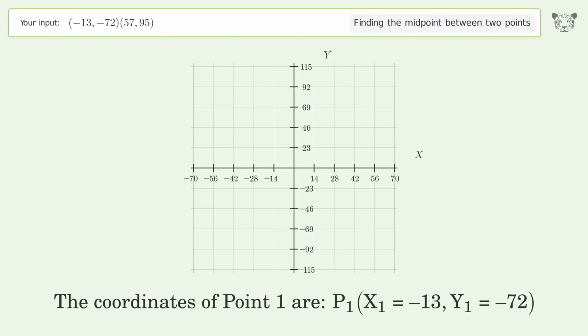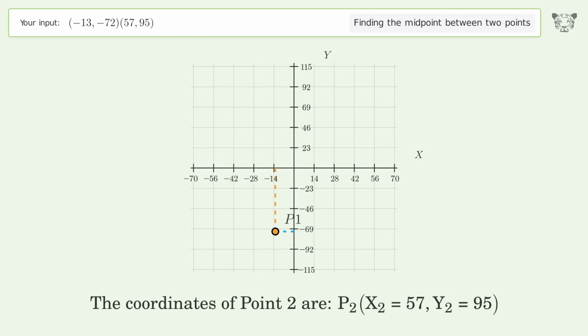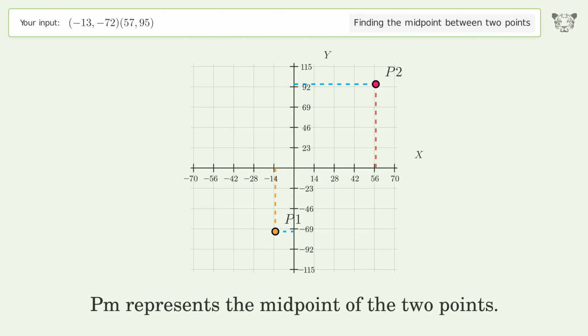The coordinates of point 1 are, x1 equals -13, y1 equals -72. The coordinates of point 2 are, x2 equals 57, y2 equals 95. PM represents the midpoint of the 2 points.